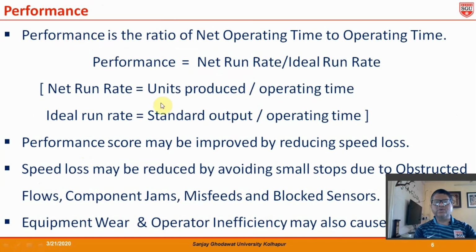Let us talk about the second parameter, that is performance. Performance is calculated simply by taking the ratio of net run rate to the ideal run rate. To improve the performance, we need to reduce the speed loss. Speed losses may be because of small stops. Small stops are due to obstructed flows, component jams or blocked sensors, or you will find equipment wear and operator inefficiency may also cause speed loss.